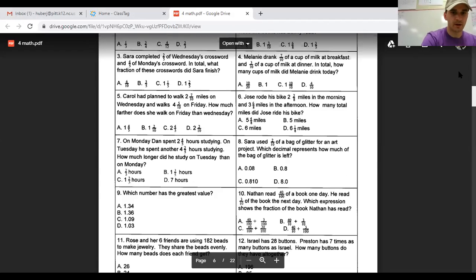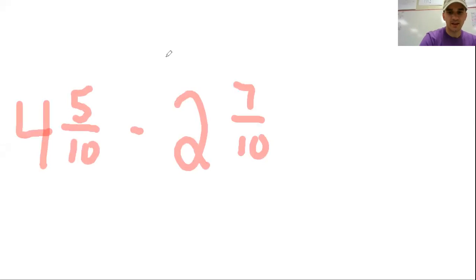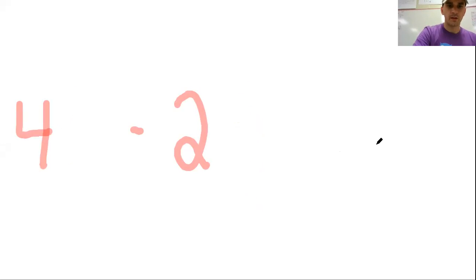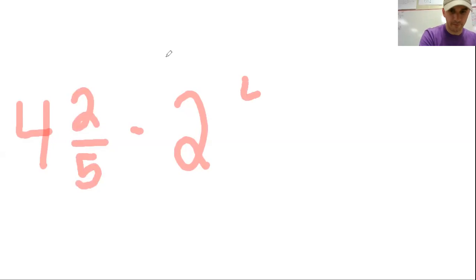So we'll get our bigger fraction or our bigger mixed number first. We have 4 5/10 minus 2 7/10. You cannot take a fraction unless you have a fraction. I do, but that fraction is too small. It's not possible. I cannot do 5 10ths minus. I did the wrong numbers. I'm using the wrong mixed numbers. It should have been 4 2/5 minus 2 4/5.